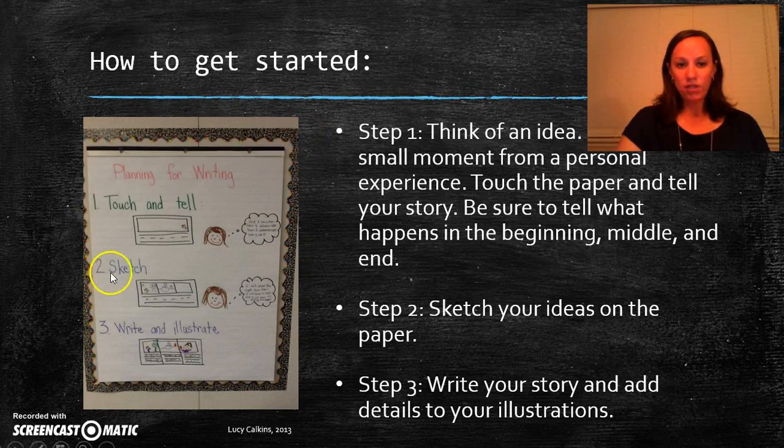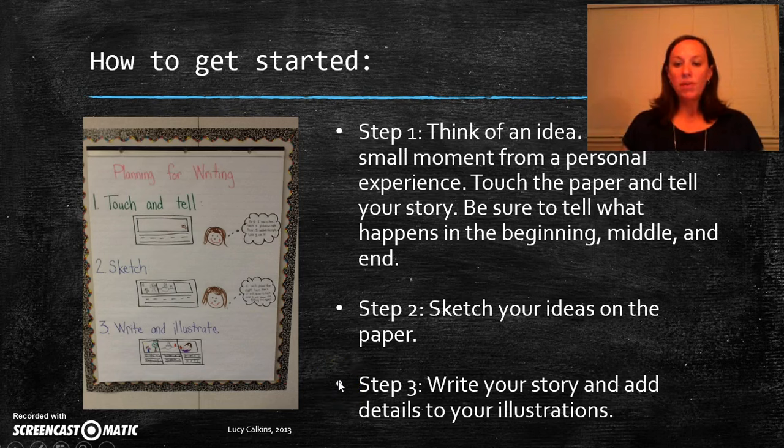Step two is to sketch. I'm going to sketch my ideas on the paper. That means I'll use a pencil and I'll just draw a small picture of the parts of my story, what happened in the beginning, in the middle, and the end of the story. I don't need to include everything in my picture, and it will not have a lot of details. It's just a simple sketch. It just helps me remember the parts of my story and know what I want to write when I get started writing.